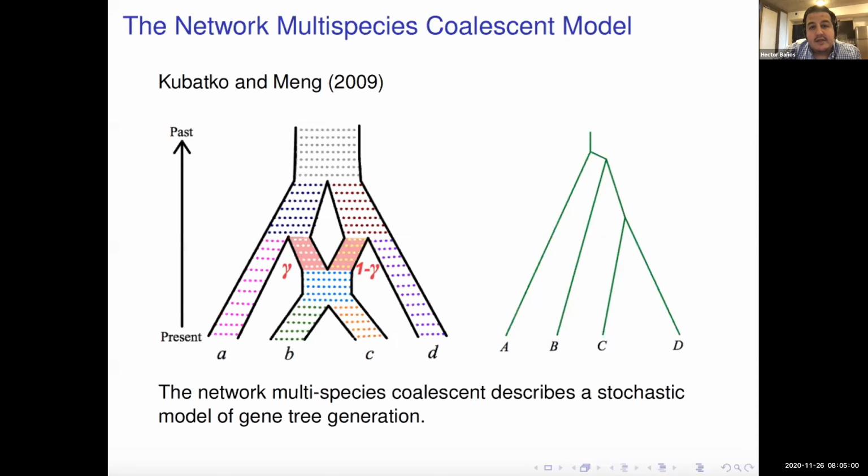Why do we like the network multispecies coalescent model? Because it accounts for incomplete lineage sorting and hybridization.